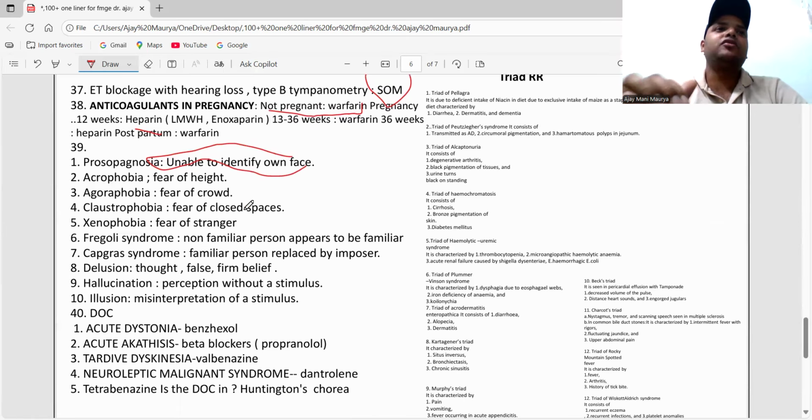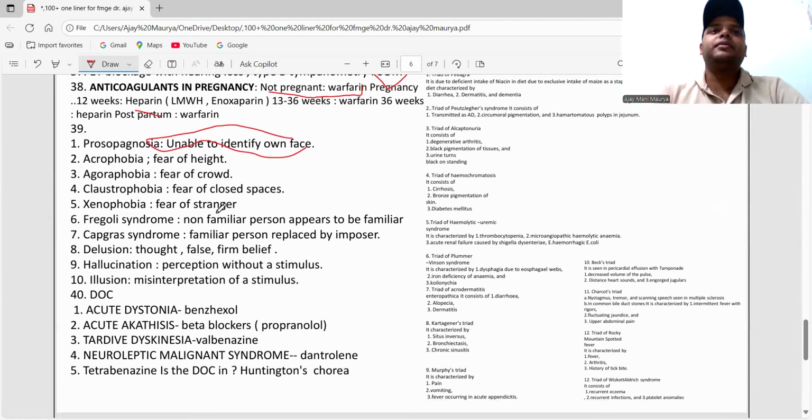Acrophobia, fear of height; agoraphobia; claustrophobia; xenophobia. Fregoli syndrome: a non-familiar person appears to be familiar. Capgras syndrome: a familiar person replaced by an imposter. Delusion means a false fixed belief; hallucination, perception without stimulus; illusion, misinterpretation of a stimulus.